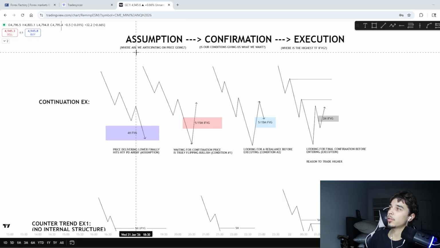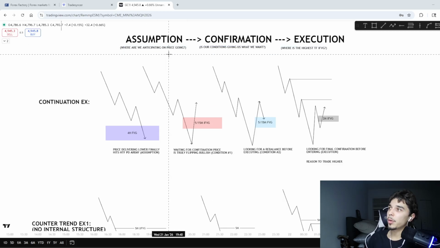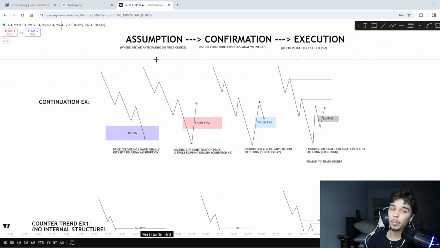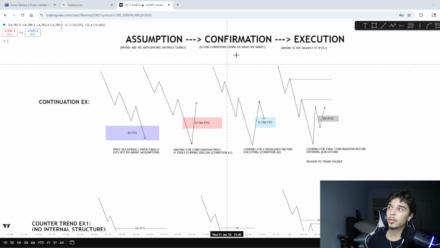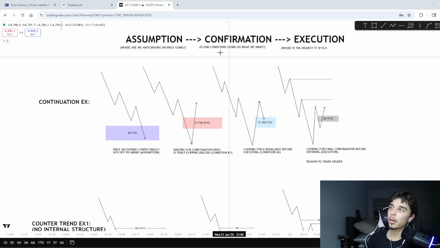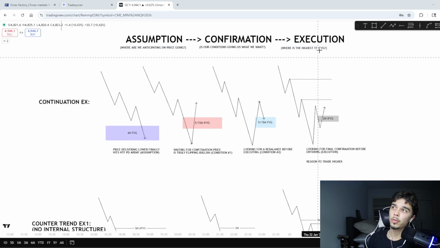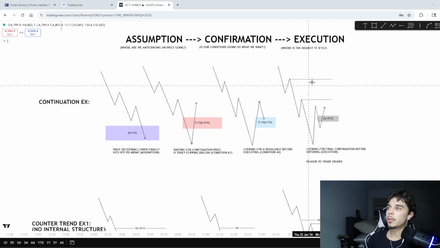And this is why I love it, right? So an assumption is we are just anticipating where price is going, right? We can anticipate something, but we don't have confirmation yet, so we're not going to enter. So how do we build conviction? Well, we're going to get confirmation. Are our conditions giving us what we want? Okay, build a confirmation. Once we get our confirmation, we wait for our last form of confirmation, which is going to be our execution, right? Where is the highest time frame IFVG in the manipulation leg?